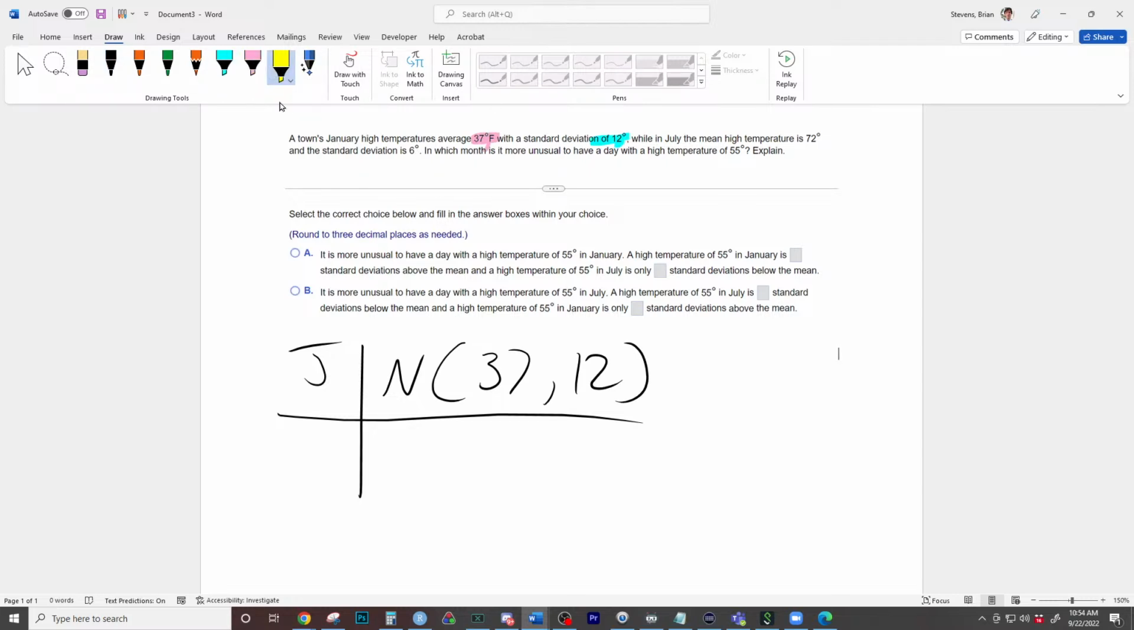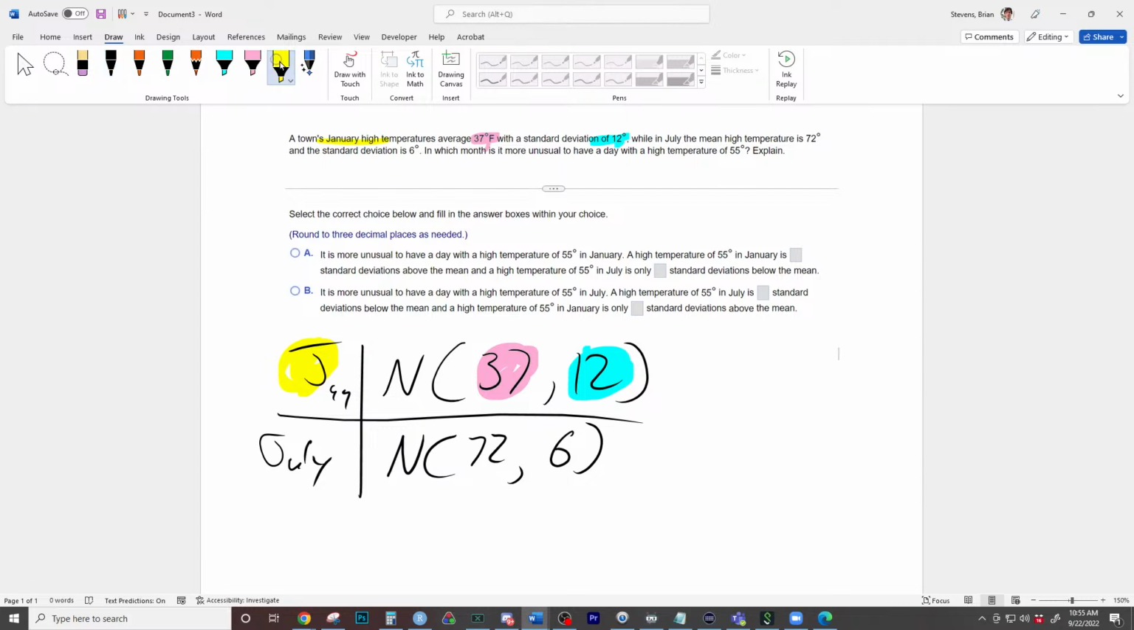January has the following data. Trying to summarize it and help us understand what's going on so we can eventually just draw it out. The July temperatures. So now we got July. Of course, it's got to be another J month. Jan versus July. Normally distributed with a mean of 72 and a standard deviation of 6.